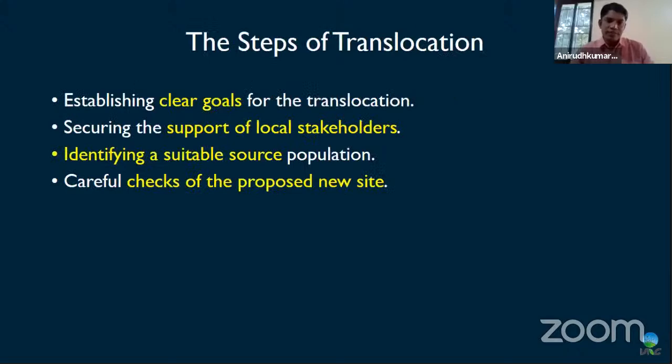Okay, so what are the steps of this translocation? First thing, why are we doing a translocation? Our aim should be clear, whether it is for a scientific purpose, whether we want to revive a habitat, what is our aim? That should be very clear.